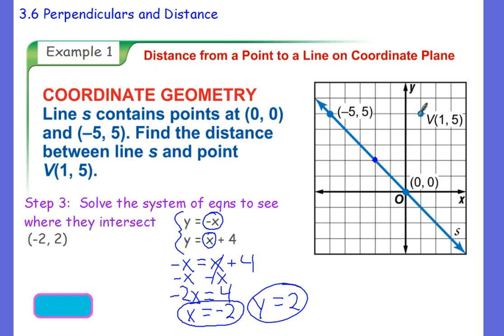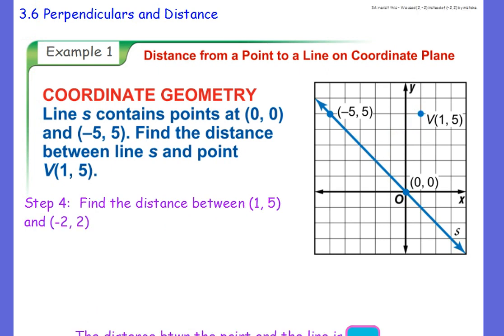So we now have the lines, not very straight, sorry. Perpendicular, we know that's at a right angle, and we know that's where they intersect. Now we just want to find the distance between these 2 points, and that is going to be our fourth and final step. So it says find the distance between (1, 5), that's this point here, and (-2, 2), that's this one here. We want to find that distance, and how do we do that? How about that little thing called the distance formula? Let's go ahead and write that out.